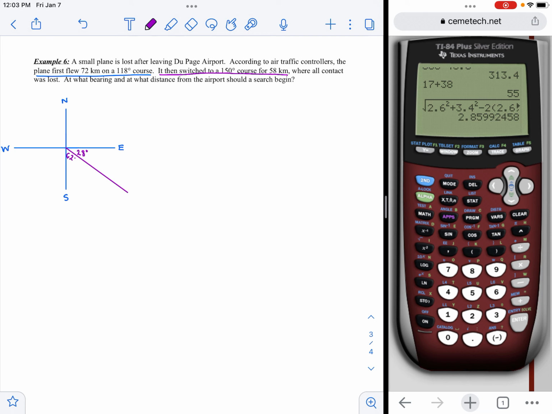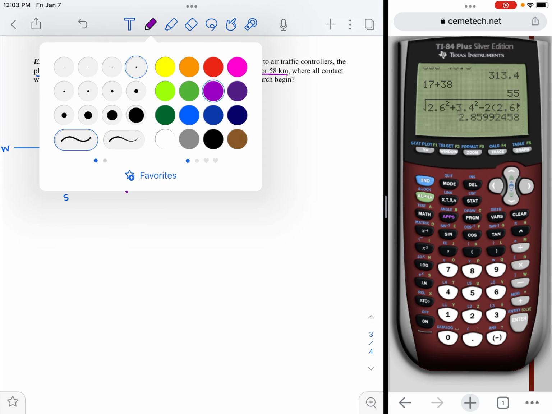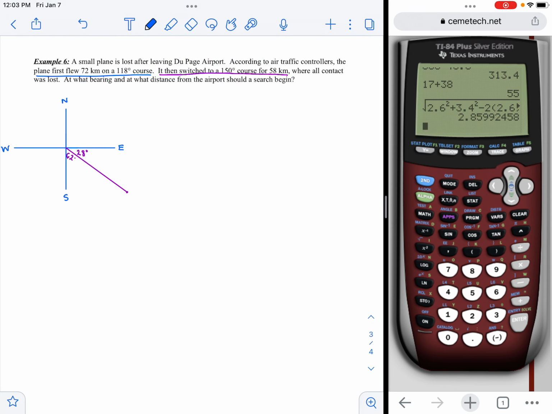It then switched. So notice it says it then switched to 150 degree course. That means new compass. So the plane was right here, but then it switched directions, so I need a new compass. So I'm going to get a new compass. North, east, south, west. Okay, so it switched to 150 degree course. So now I have to draw 150 degrees. So 150 is 60 more than 90.